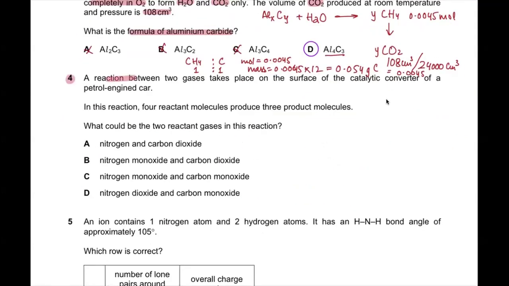Now, MCQ number 4. A reaction between two gases takes place on the surface of the catalytic converter of a petrol engine car. In this reaction, 4 reactant molecules produce 3 product molecules. What could be the 2 reactant gases in the reaction?